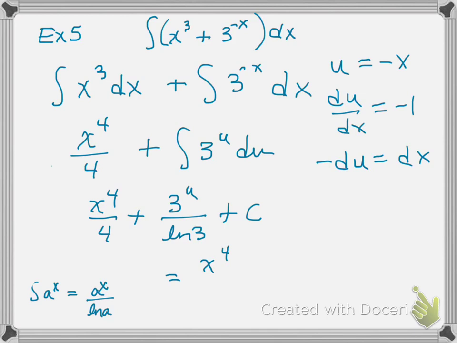And I forgot the negative here. This dx is equal to negative du. So this dx got replaced with a negative du. So I'm just going to shove that negative out here, which means this plus sign can become a negative sign. All right, so I have x to the fourth over 4 minus 3 to the negative x over ln of 3 plus c.